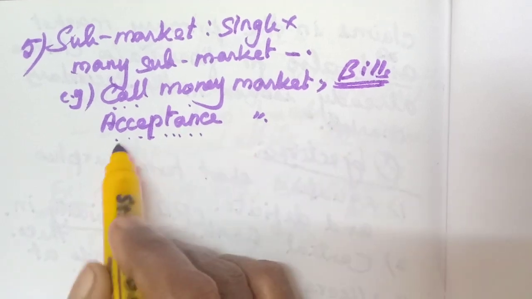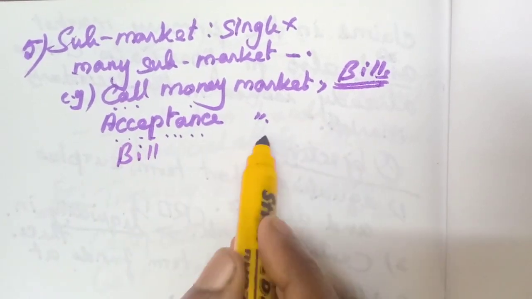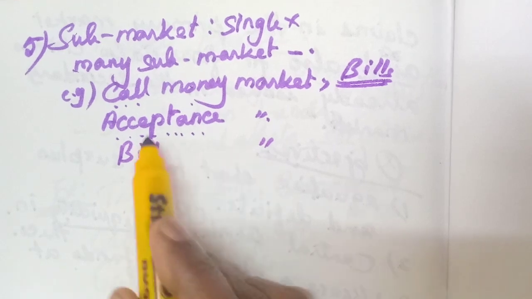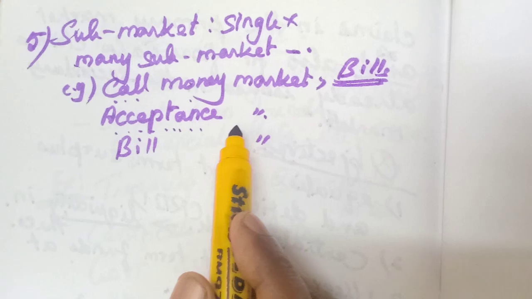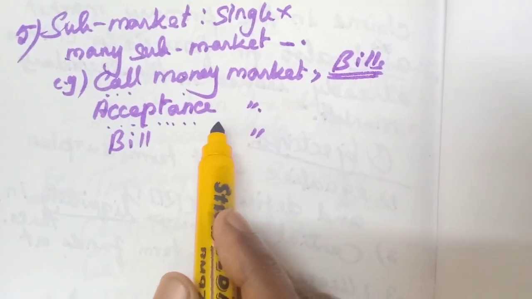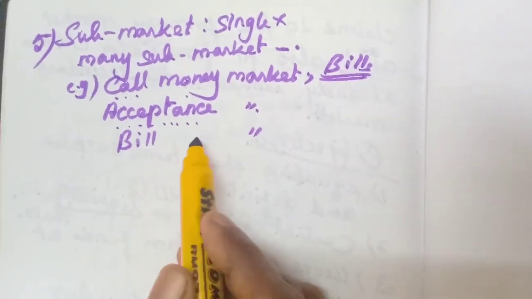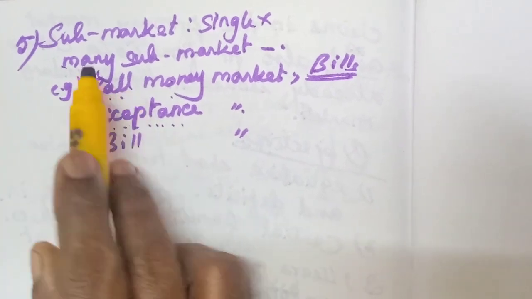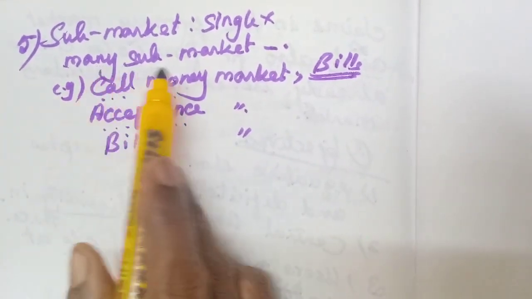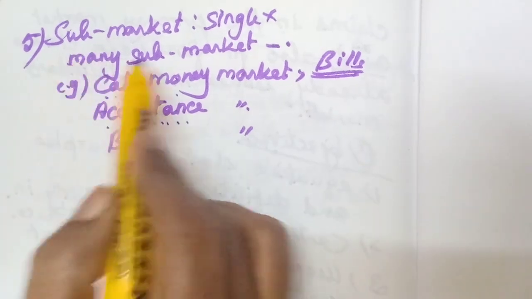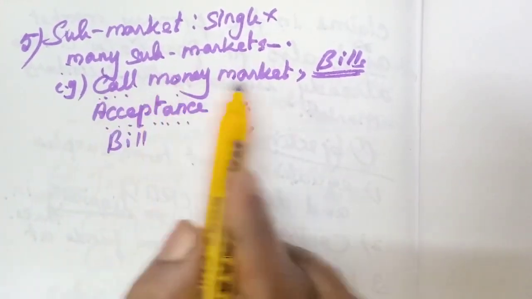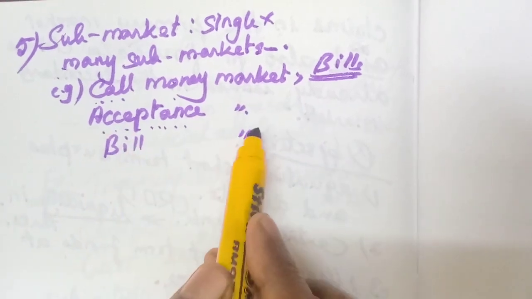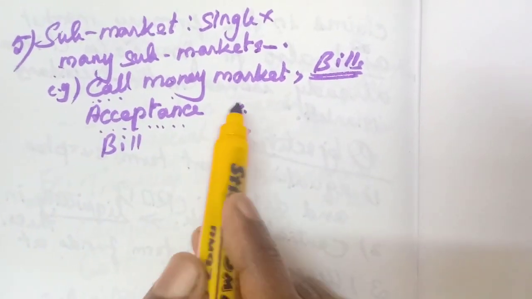Then bill market. They might have given this one first. So bill market, call money market, acceptance market. Then discount house. Many are there. So all these comprise the money market. It is not a single homogeneous market, but it comprises many sub-markets. What are the sub-markets? Call money market, acceptance market, bill market. Understood? Now the sixth one, role of market.